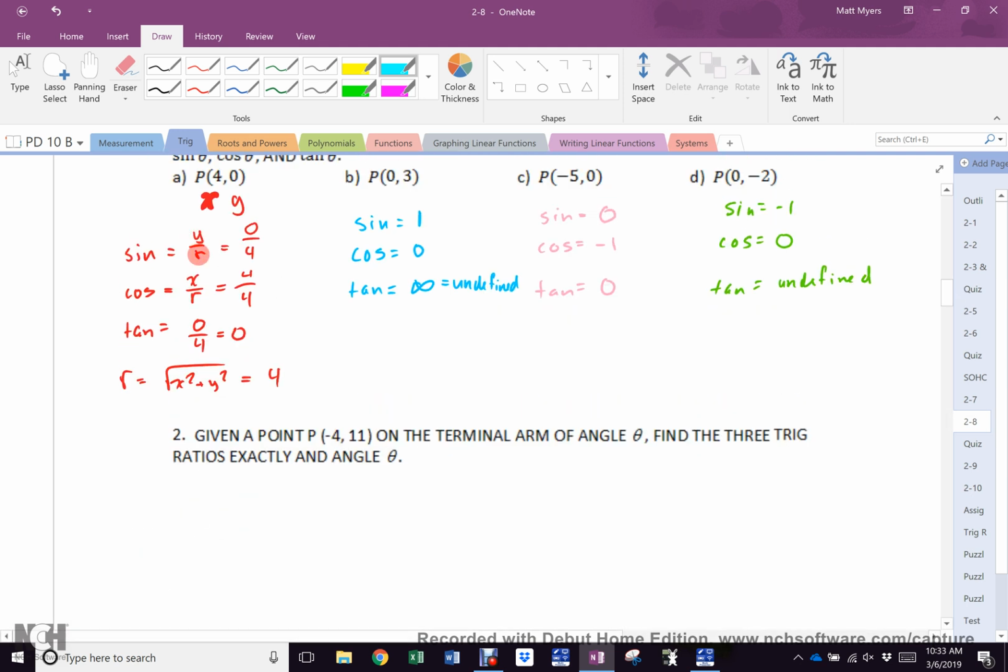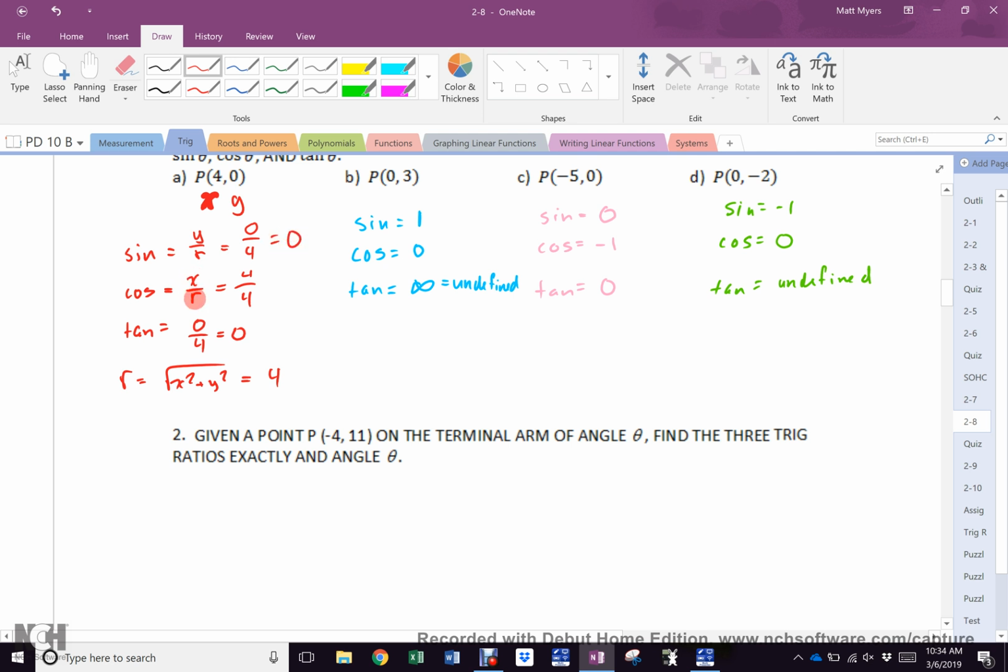Sine is y over r. What is the y value here? 0. What is the radius? It is x squared plus y squared, square rooted, which is 4. 0 over 4. I have no pizza. I'm going to cut it into quarters and give you some. How much pizza are you getting? None. Because 0 divided by 4 equals 0.